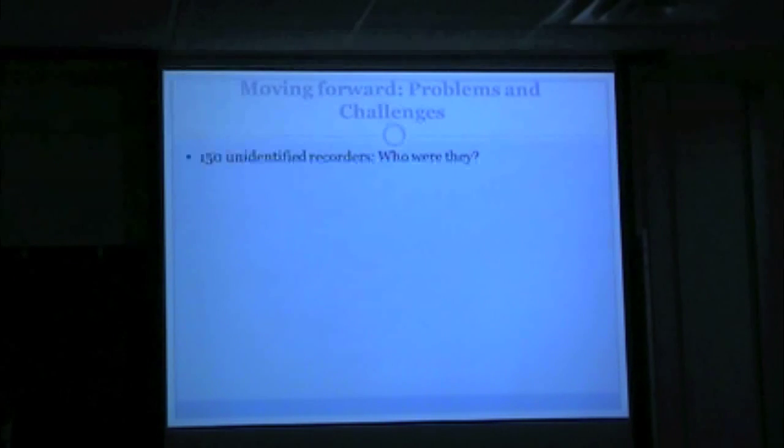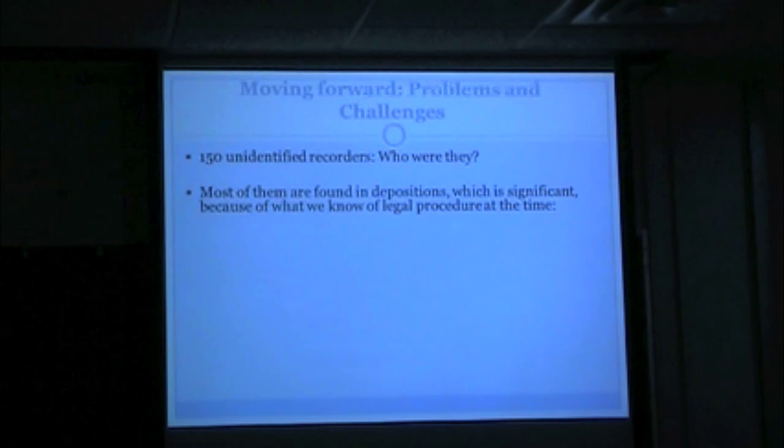But that leaves us with about 150 unidentified recorders, or 150 unidentified handwriters. And who were they, and how would we ever find out who these people were? Because we've pretty much exhausted the Salem materials, or the internal evidence for who these people might have been. Well, there are some patterns that might help us target who these people might have been.